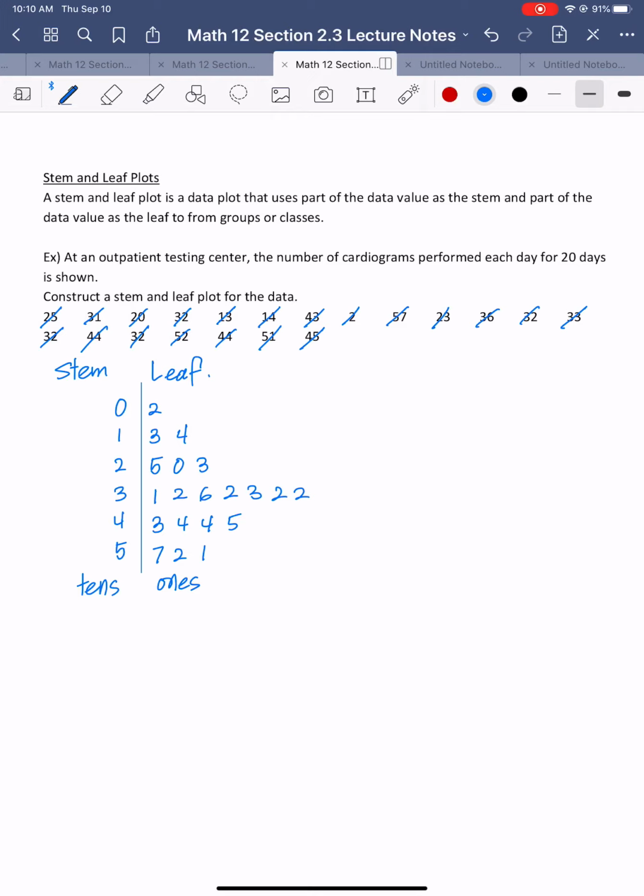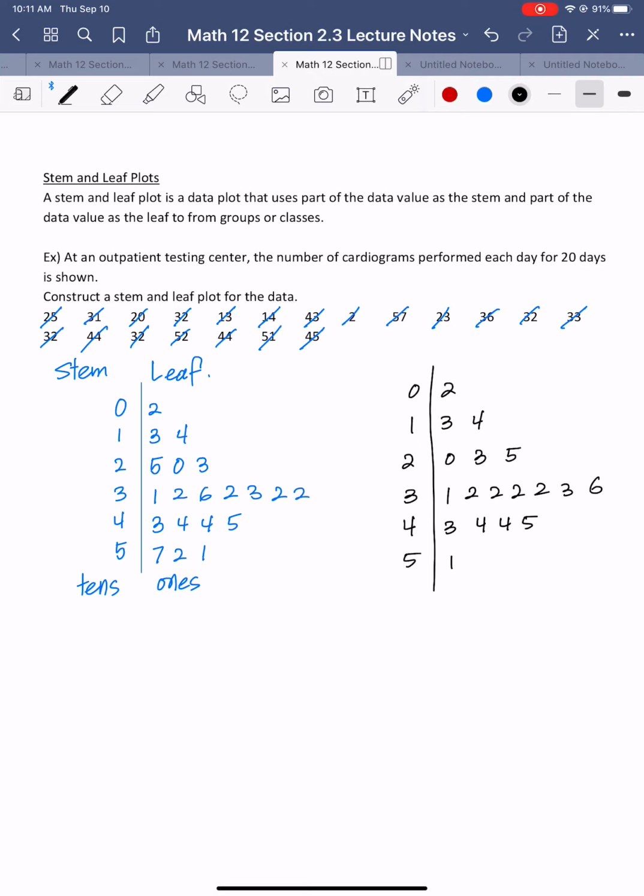And then we want to rewrite it to make it nicer, okay? So with the stems, we try to leave the leaves in ascending order, okay? So 0, 2, 1, 13, 14. But for 2, instead of 25, 20, and 23, I want to say 20, 23, and 25. For 3, there's a 30, 31, and then there are four 32s. So 32, 32, 32, 32, and 33, 36. 40 is already in order, right? So 43, 44, 44, 45, 51, 52, 57.